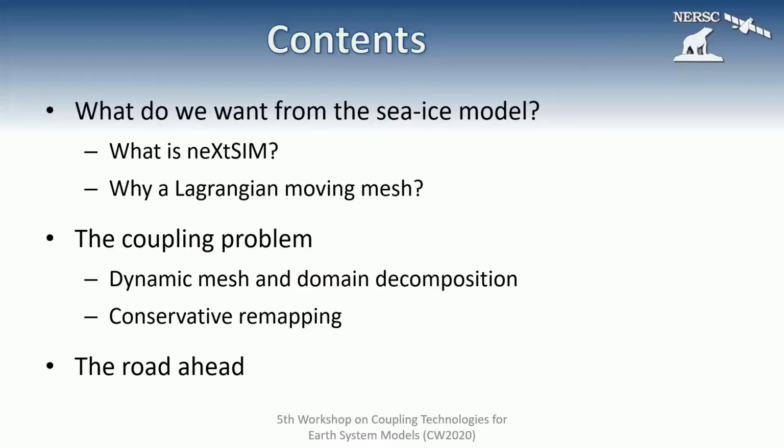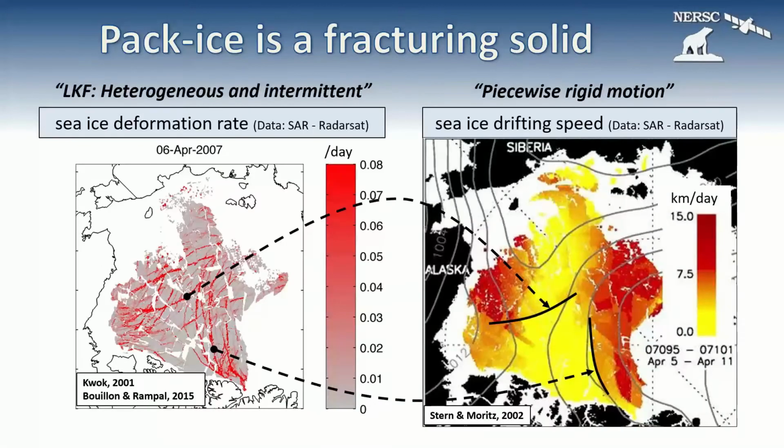So I'll talk a bit about the science motivation behind doing this, rather quickly, and I will talk a bit about the problems that we face in coupling this moving mesh to a fixed grid. So what do we want from a CIS model?